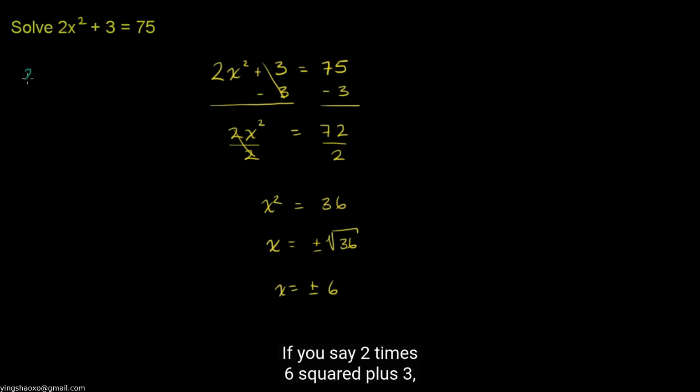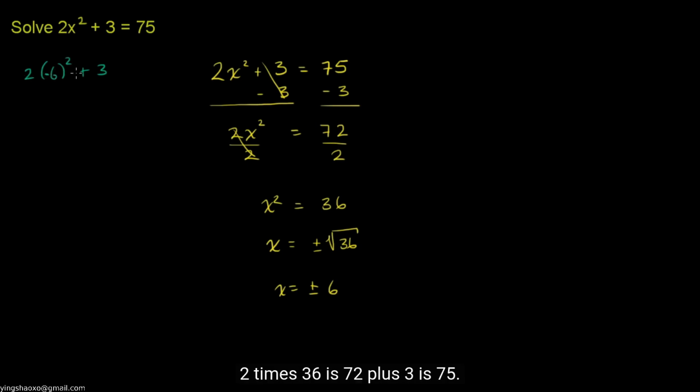Let's do that. If you say 2 times 6 squared plus 3, that's 2 times 36, which is 72, plus 3 is 75. So that works. If you put negative 6 in there, you're going to get the exact same result because negative 6 squared is also 36. 2 times 36 is 72, plus 3 is 75.